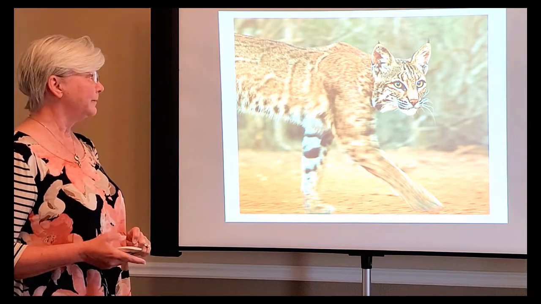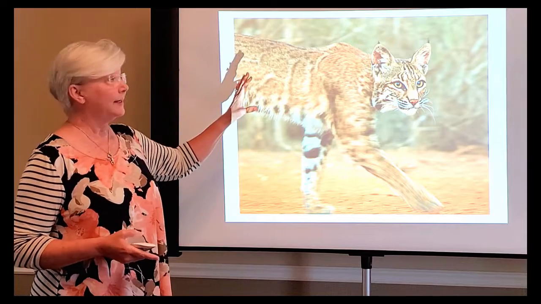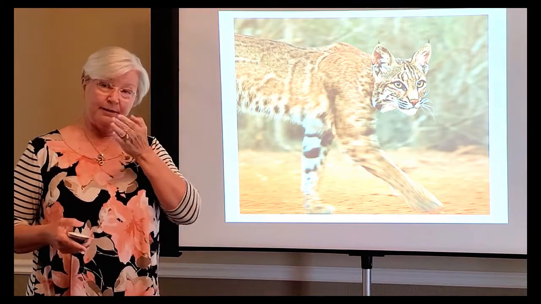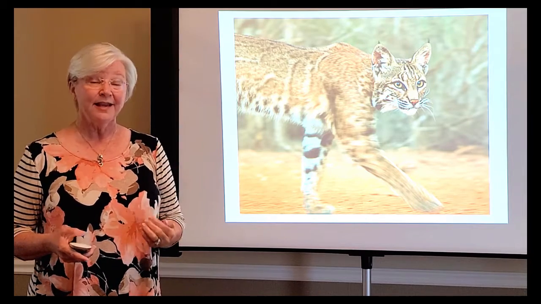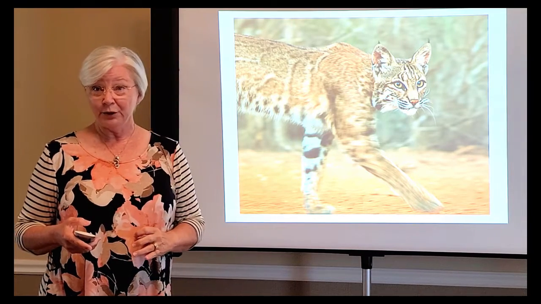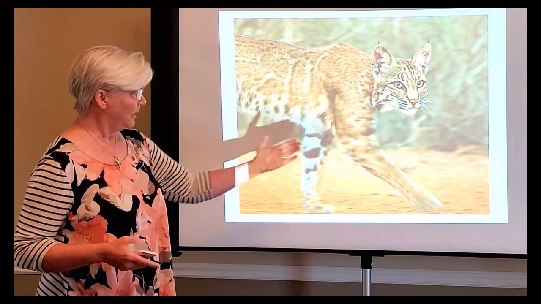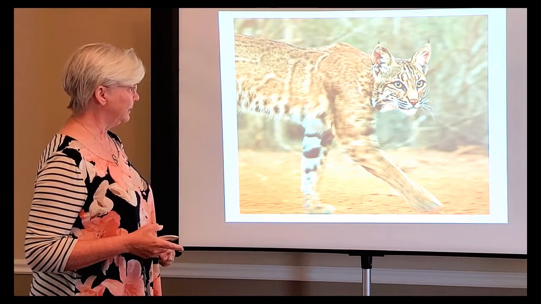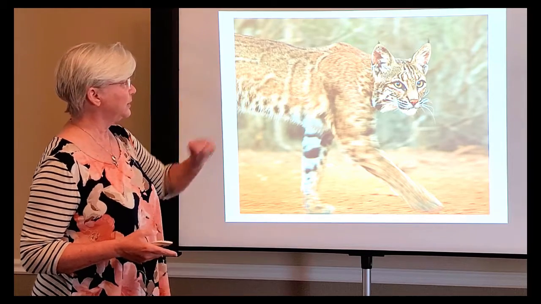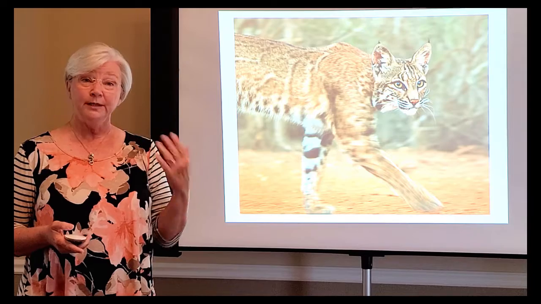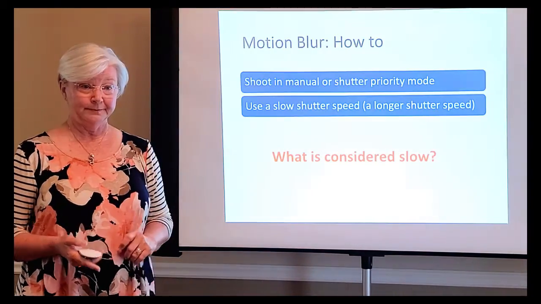This bobcat, everything about this bobcat is in motion except for her head. She is focused on something behind us, and she kept her head stationary while she kept walking. You can see her front paw was moving a little bit faster than everything else, but there's still some motion blur going on in there. So you get the feeling of movement.